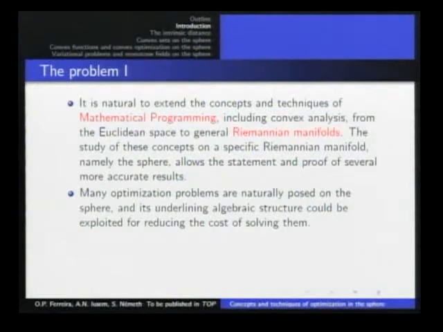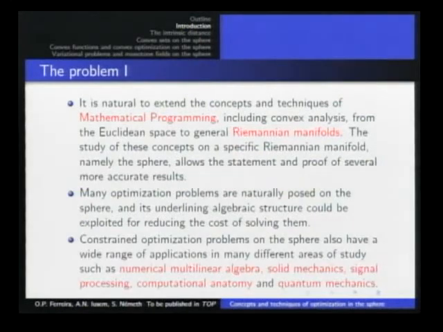Now, there are many optimization problems which are naturally posed on the sphere, and the idea is that we can exploit the underlying algebraic structure. And there are many applications, like numerical multilinear algebra, solid mechanics, signal processing, computational anatomy, quantum mechanics, and others.